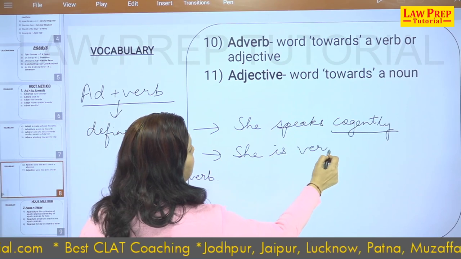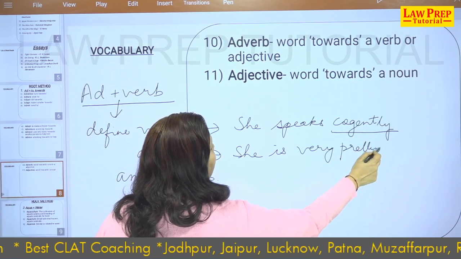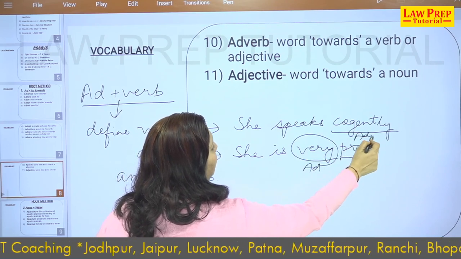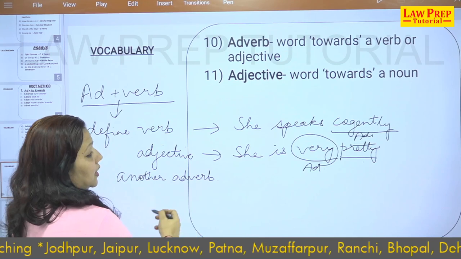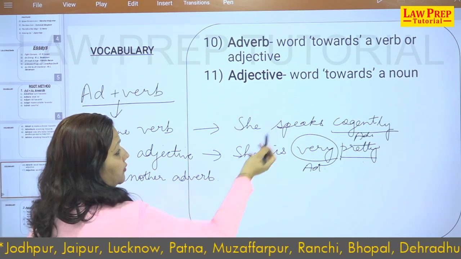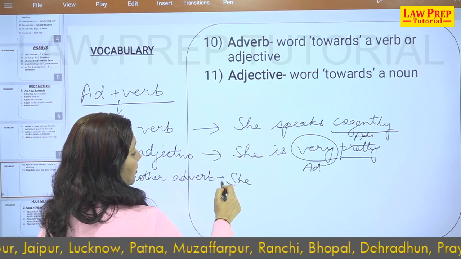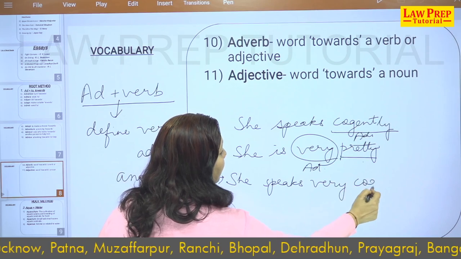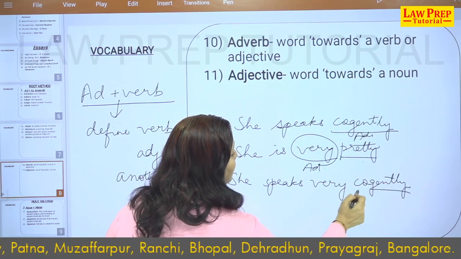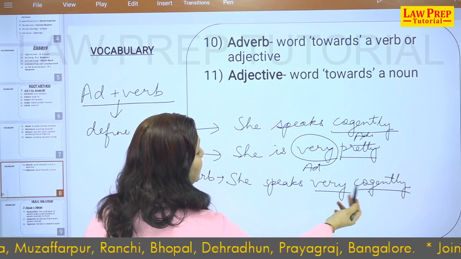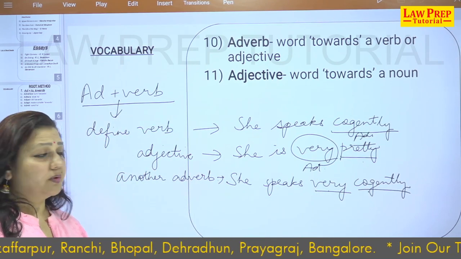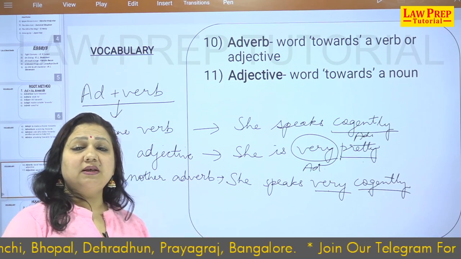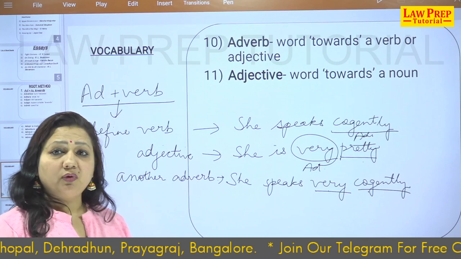She is very pretty. Pretty is an adjective. This is describing the adjective. And for another adverb, if I write the same sentence, she speaks very cogently, I would use two adverbs, both of them are adverbs. How cogently? Very cogently. So we have two adverbs in this. This is a simple definition of adverb for your grammar section, because AILET and CLAT have put up some grammar questions too, so keep it in mind.